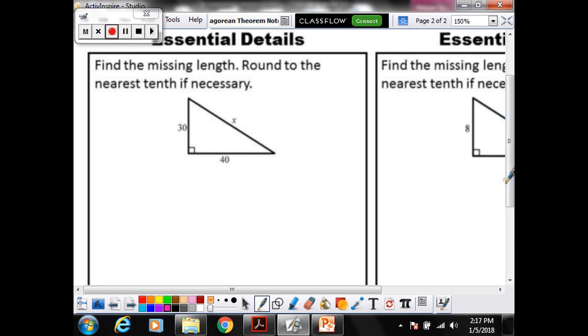So in finding the hypotenuse, we need to first label just our sections. This is a leg, so this could be A. This is a leg, so this could be B. And this is our longest side, so therefore it is C. So then we can substitute it into our Pythagorean theorem of a squared plus b squared equals c squared. 30 goes in for a, 40 in for b, and then we do not know c yet. That's what we're trying to find.